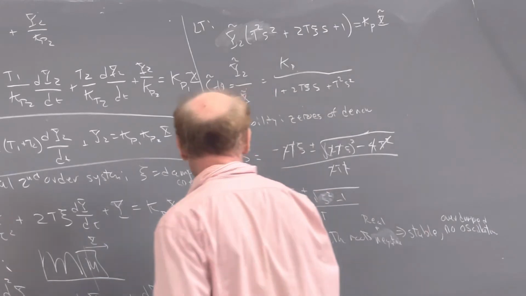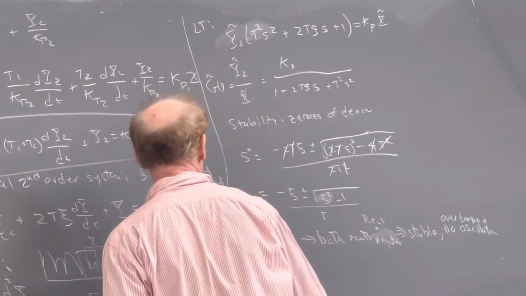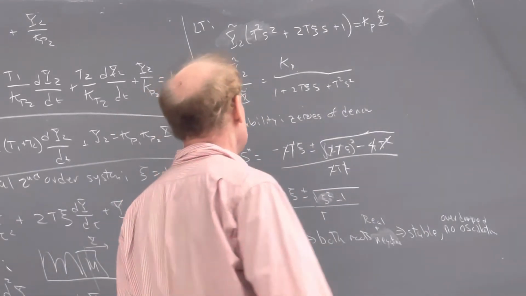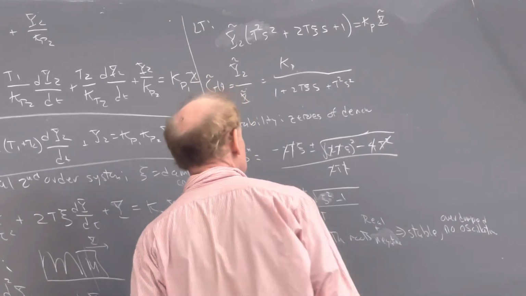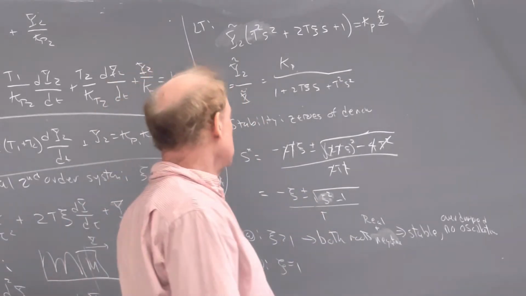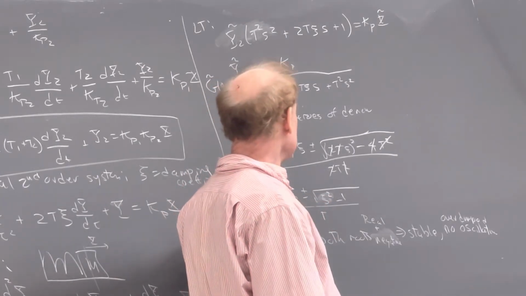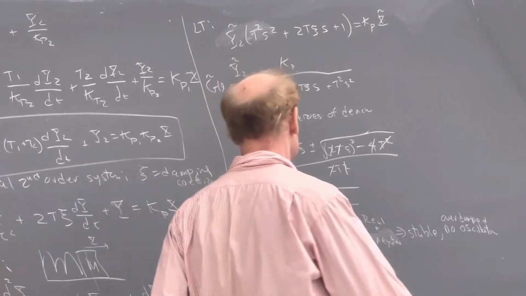On the other hand, case B. Well, c is equal to 1. If c is equal to 1, then this is 0, and I just have a double root.